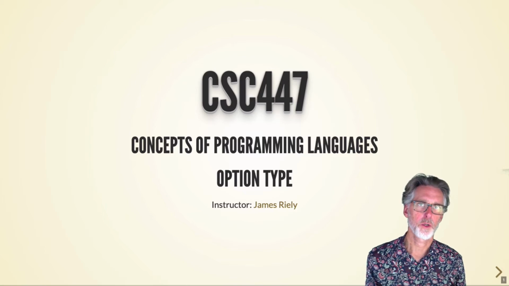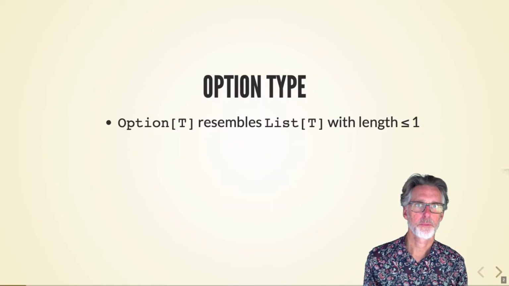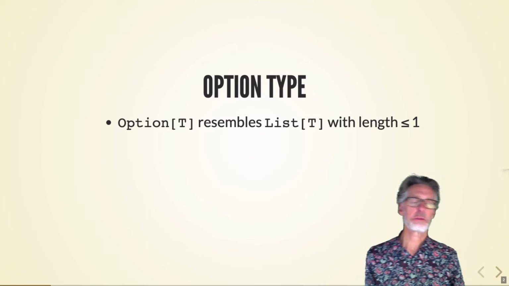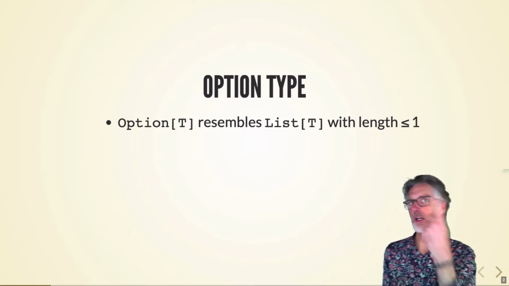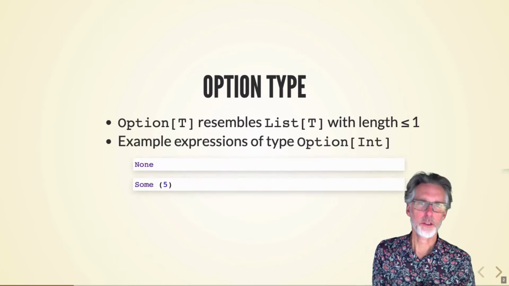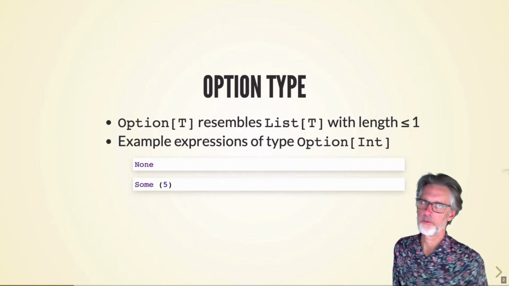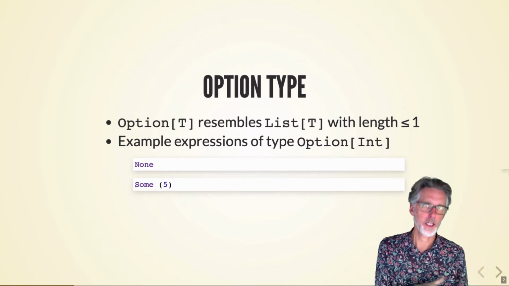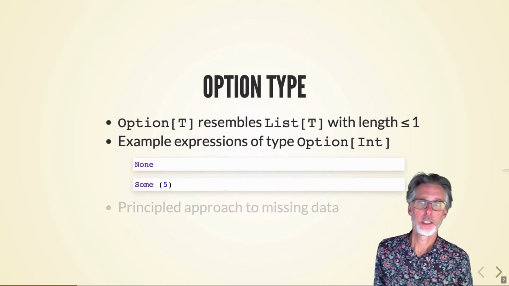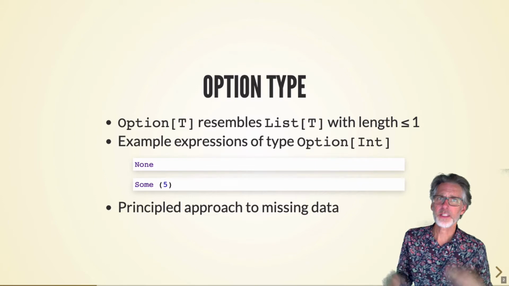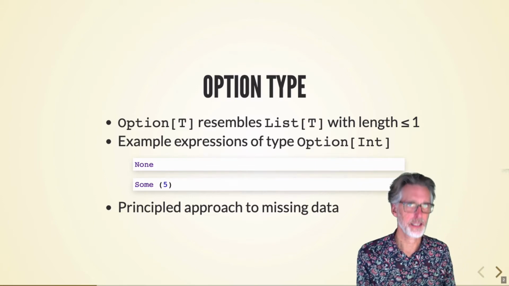In this lecture, I want to discuss option types. Option types are kind of like lists, but it's a list that can have at most one thing. So, like lists, there's two constructors for option types. For lists, we have nil and cons. For option types, we have none and some. And the idea of an option type is to give us a principled way to deal with missing data.